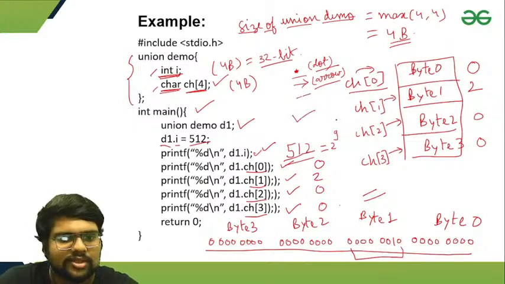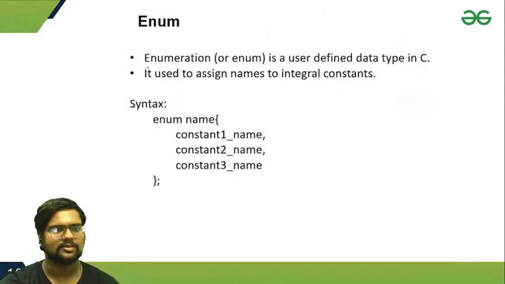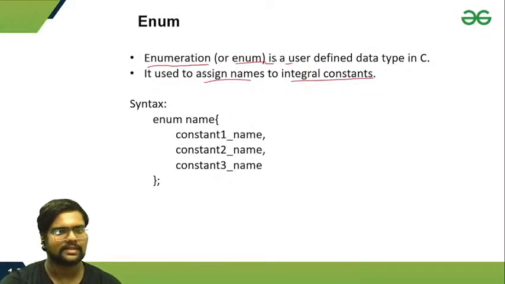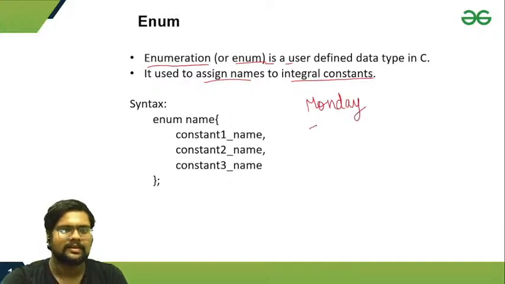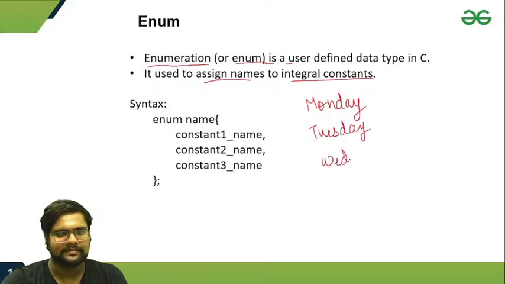Let's move to our next topic, that is enum. Enum is also a user-defined data type, and it is used to assign names to integral constants. In our daily life we have weekdays, in which there is Monday, Tuesday, Wednesday, and so on. There will be 7 days up to Sunday.